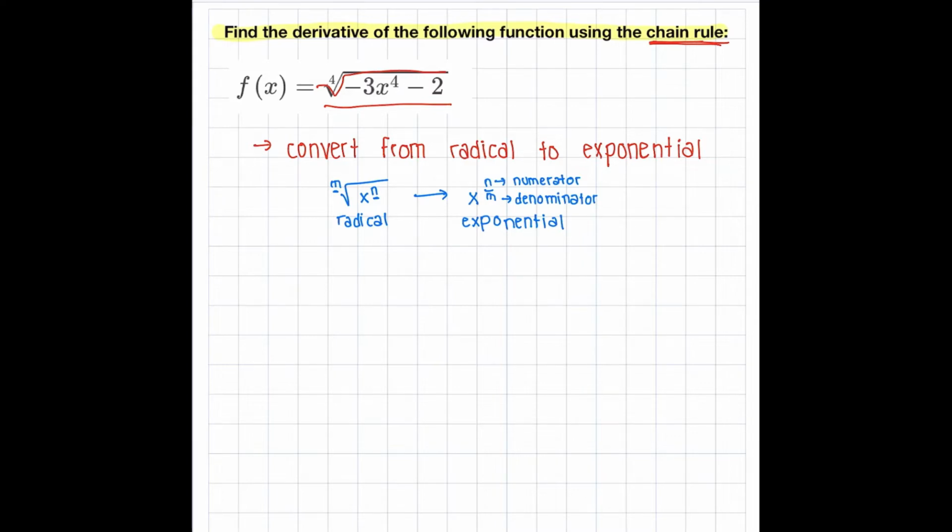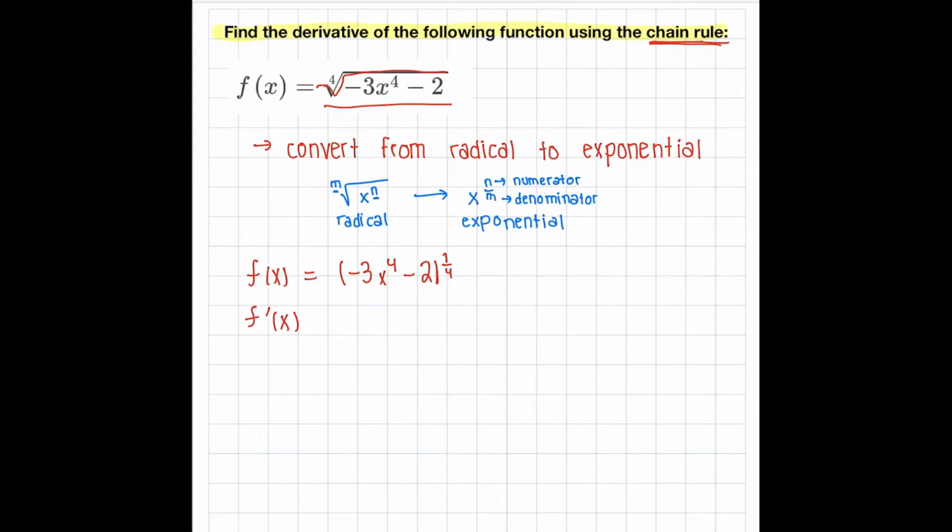Let's go ahead and convert this function from radical to exponential. So f of x equals negative 3x to the power of 4 minus 2, and this is all raised to the power of 1 over 4. So now that we have the exponential form of this function, we can use the chain rule to find the derivative of this function. So f prime of x.